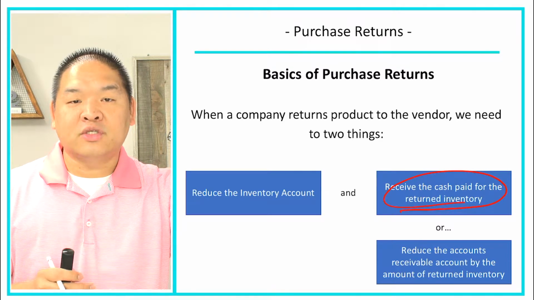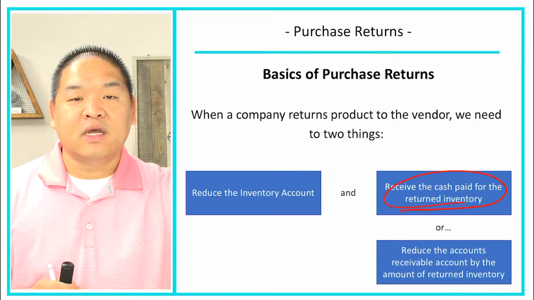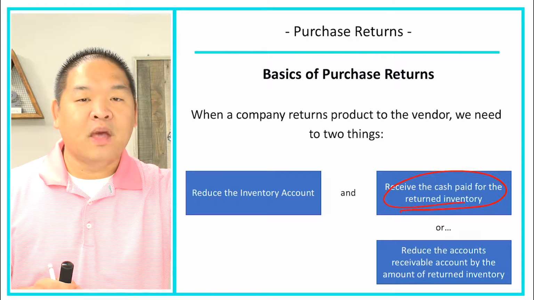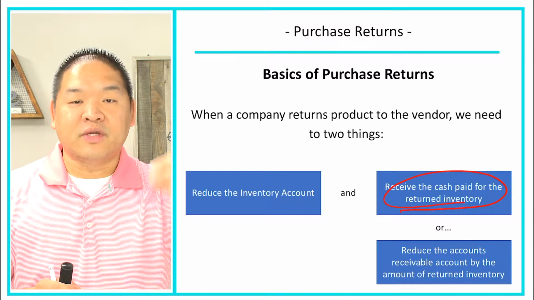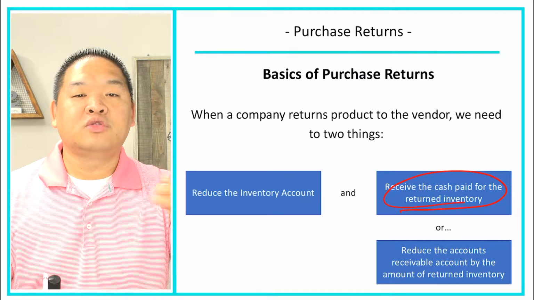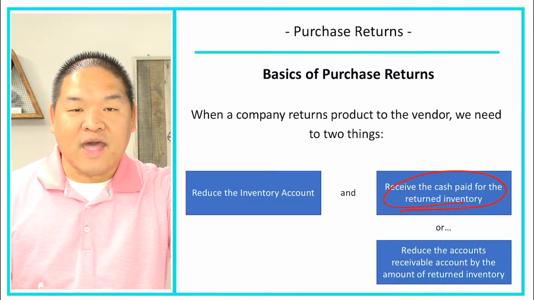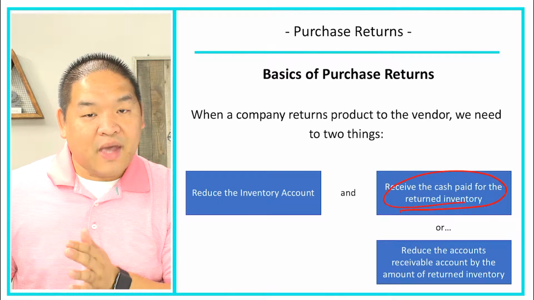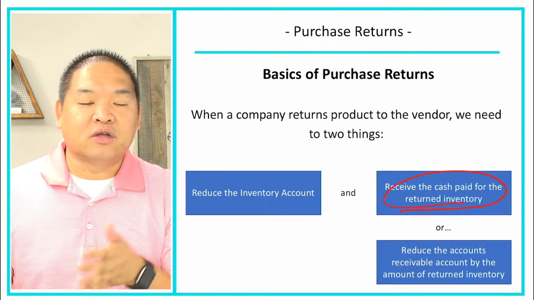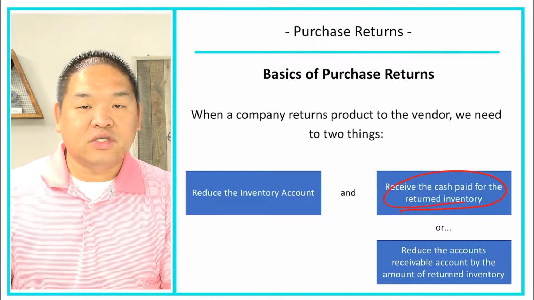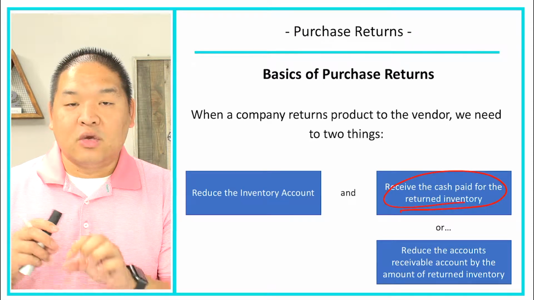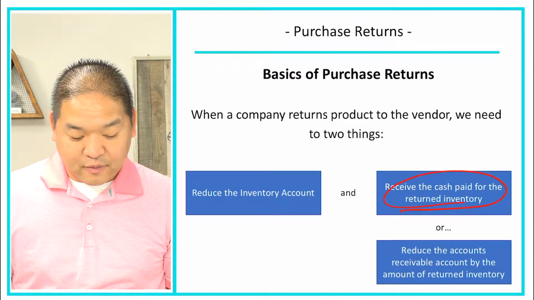So if we go ahead and return $1,000 worth of product, we might not have paid for it yet, but we want that $1,000 to go ahead and reduce the amount that we owe. So if we owed $20,000, we now only owe $19,000 because we returned $1,000. And then when we start to pay it, we're going to pay $19,000 to our vendor. So those are the two situations that have to happen. It's either one or the other.